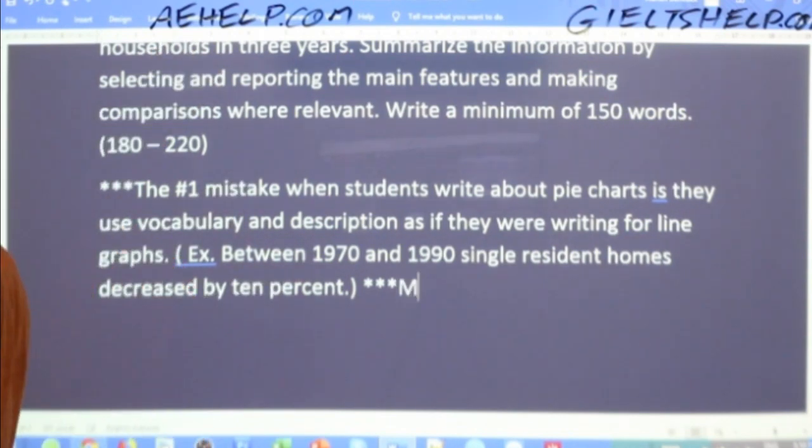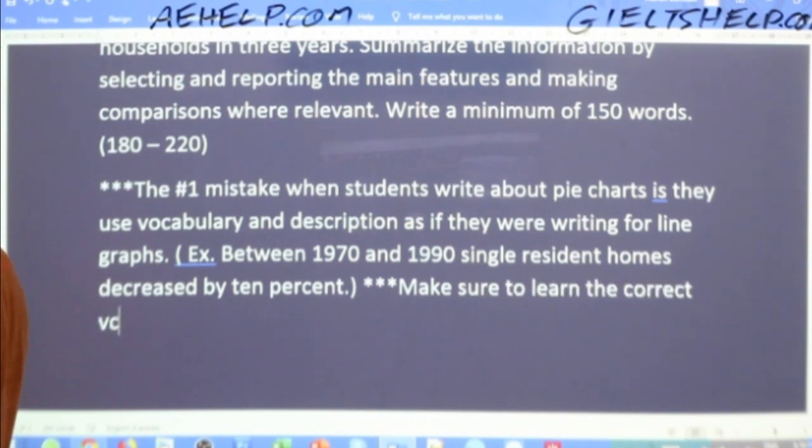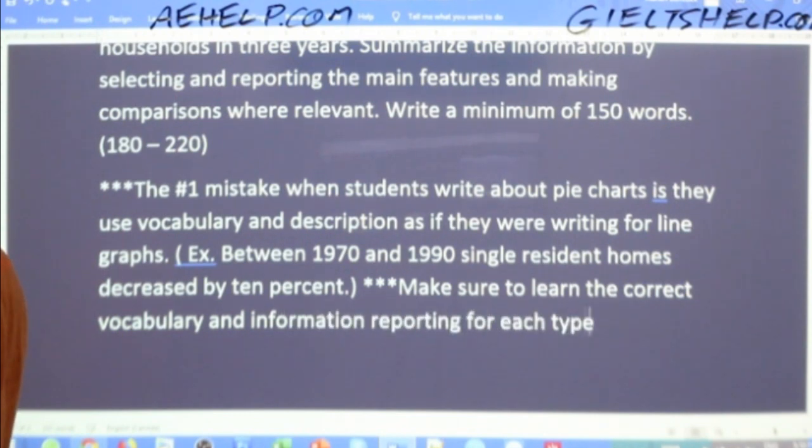So make sure to learn the correct vocabulary and information reporting for each type of graph. It's different for each, okay? All right.